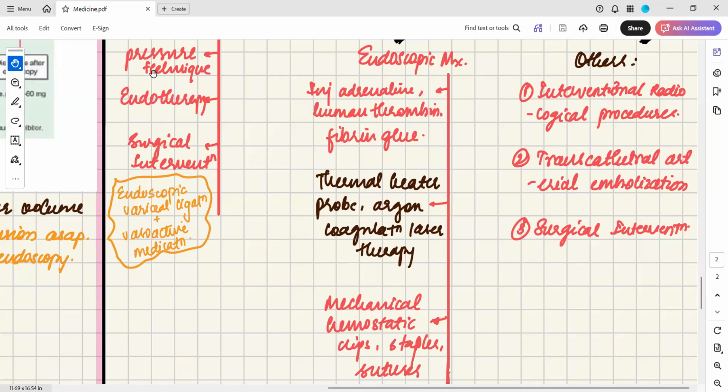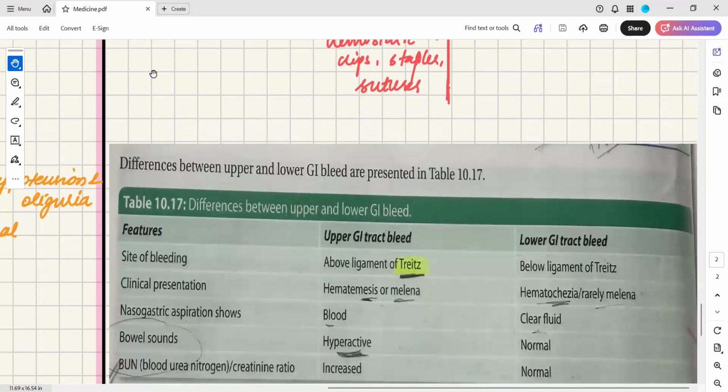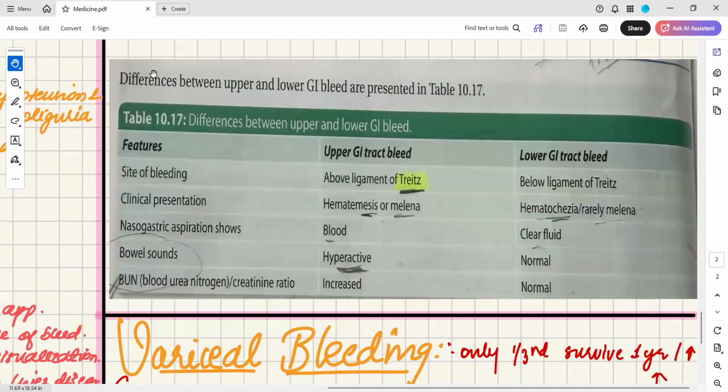Below, I have shown the difference between upper GI tract bleed and lower GI tract bleed. Superficially, we can say that the site of bleeding is above the ligament of Treitz, and in the lower GI bleed, it is below the ligament of Treitz. The clinical presentation in upper GI bleed is mostly hematemesis or melena. But in lower GI bleed, hematochezia or rarely melena.